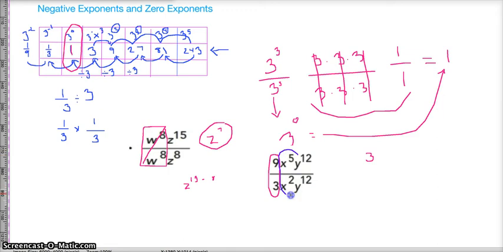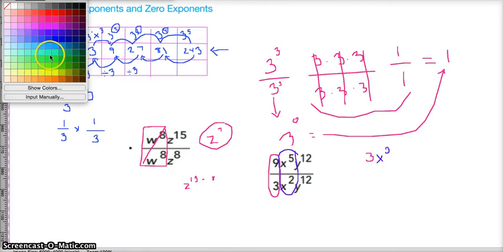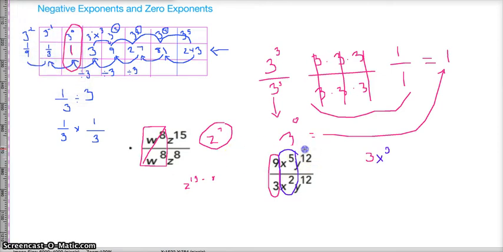Here's my next set of numbers right here. X to the 5th divided by x to the 2nd. Well, that's 5 take away 2. That's just x to the 3rd. Hopefully the color coding helps you guys a little bit here. And we'll do the y's next.